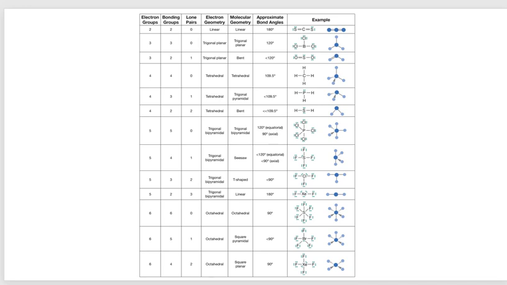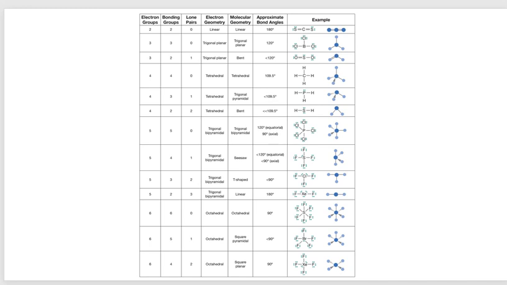Now, if you guys notice, some of these have electron and molecular geometry as the exact same, but that's not always the case. So a classic example would be the tetrahedral shape. So if you have 4 electron groups and 4 bonding groups and no lone pairs, your electron geometry and molecular geometry will be the exact same. However, if you have 4 electron groups, 3 bonding groups, and 1 lone pair, your molecular and electron geometry will be different. And it's the same with octahedral.